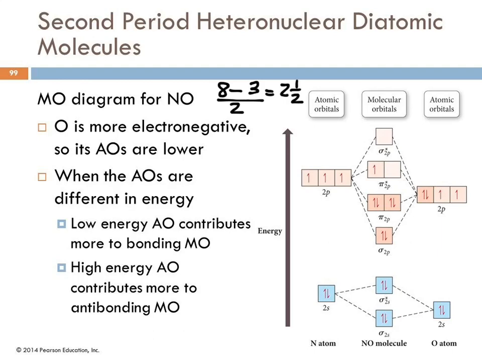Is this paramagnetic or diamagnetic? Paramagnetic. It's got an unpaired electron. It's got a bond order of 2.5, so we expect that it does exist and should be stable.